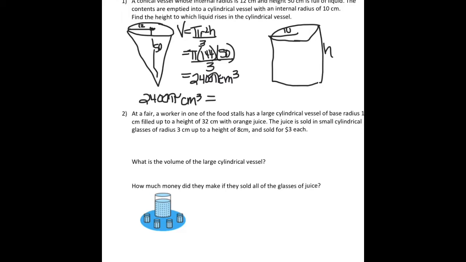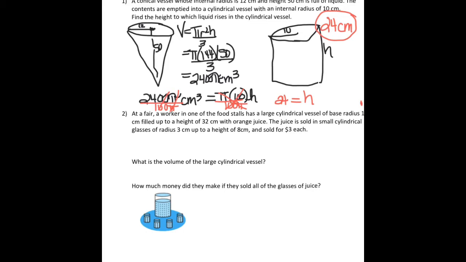All right. So I know that the volume of the cylinder must also be 2,400 pi centimeters cubed. And that has to equal the formula for the volume of a cylinder, pi times my radius, which is 10, squared, 100, times my height. Well, if I look at this, I can divide both sides by 100 pi. The pi's cancel out, and 2,400 divided by 100 is 24 equals, the 100s and the pi's cancel out, h. So what is the height of the cylindrical vessel? The height is 24 centimeters.